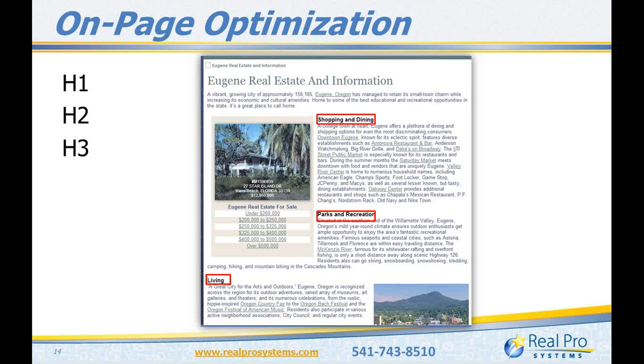So it's saying that this section here is about shopping and dining, the next is about parks and recreation, the next about living. It's kind of breaking up the page and saying, yeah, everything's about Eugene, but these are some of the subpoints below it.